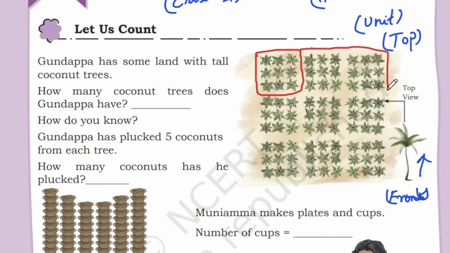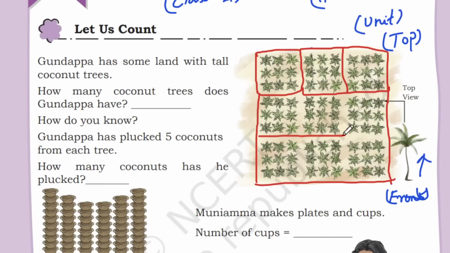I'll make a box here, students. I'm making a box to divide them, so I'm dividing them into groups. Okay, so how many groups do we have now? See, we have 1, 2, 3, 4, 5, 6, 7, 8, 9. So how many groups do we have? We have 9 groups totally.